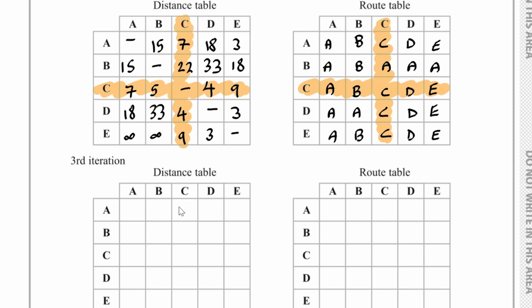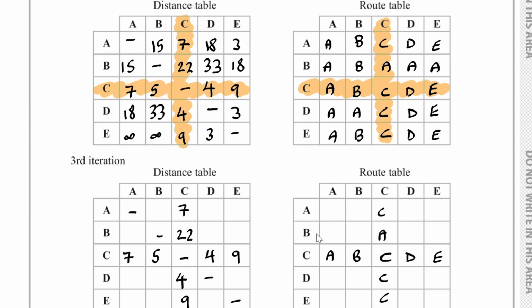So we have 7, 22, blank, 4, 9, 7, 5, 4, 9. Then we have A, B, C, D, E, C, A, then C, C, C. Okay, and we also have blanks over here. We have A, B, C, D, and E as shown. So what we do is the same thing as we did in the first and second iterations. Here we compare the 15 with 7 plus 5.